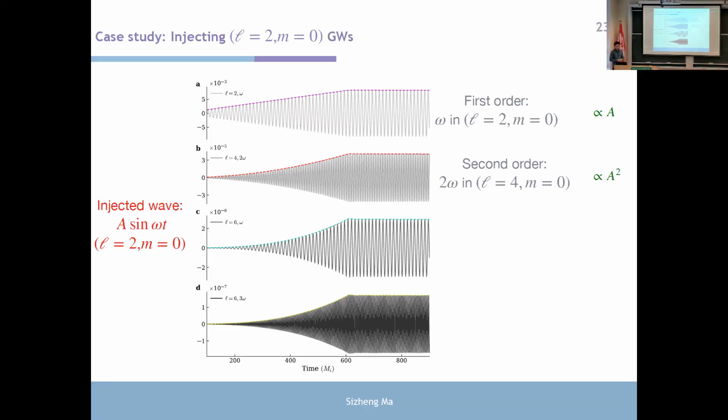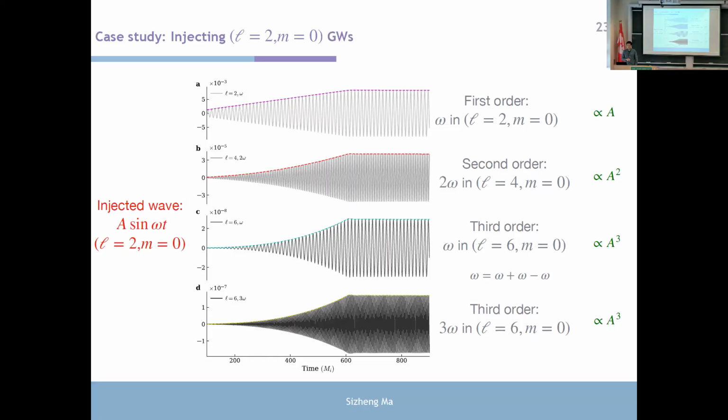At the second order, we have 2 omega in the 4-0 harmonic. And this is analogous to the quadratic normal mode that I introduced. Again, we confirm that its profile scales with A squared. And finally, we found 2 third-order components in the 6-0 harmonic, including omega and 3 omega. Both of their amplitudes scale with A cubed.